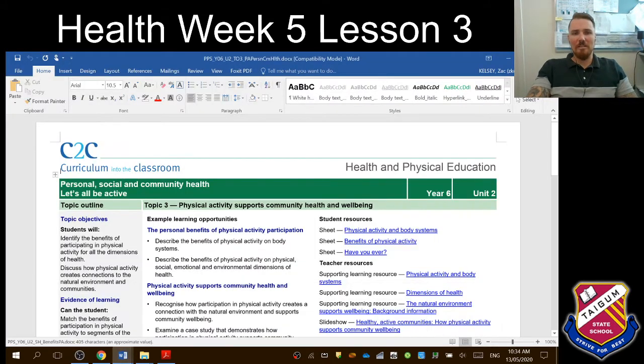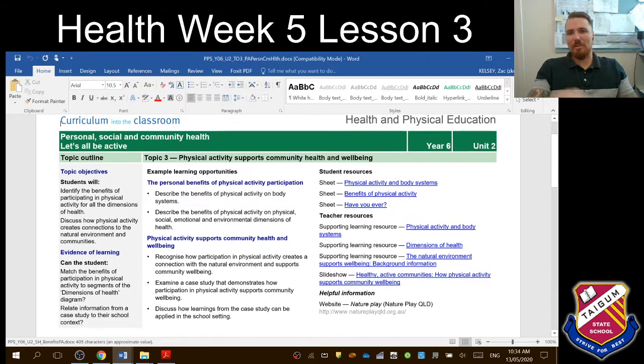Now, this is the primary sheet that comes with our lesson number 3. So, our Let's All Be Active is the name of our unit, and it's physical activity supports community health and well-being. So, it's looking at health in the community and how physical activity is really important. So if we look over here, our objectives today, what we're trying to achieve, students can identify the benefits of participating in activity and discuss how physical activity creates connections with the natural environment and communities.